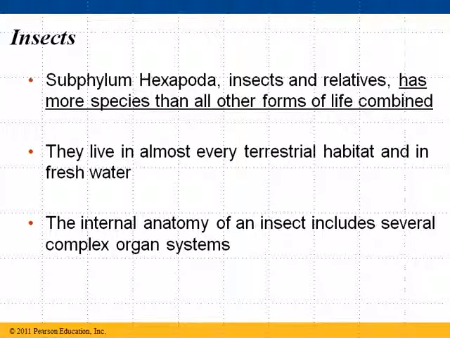Alright, on to the insects. Subphylum Hexapoda, insects and their relatives. They have more species than all other forms of life combined. So again, we keep talking about the enormous diversity and numbers of these creatures, but if you want to know who rules the world, it would be insects.